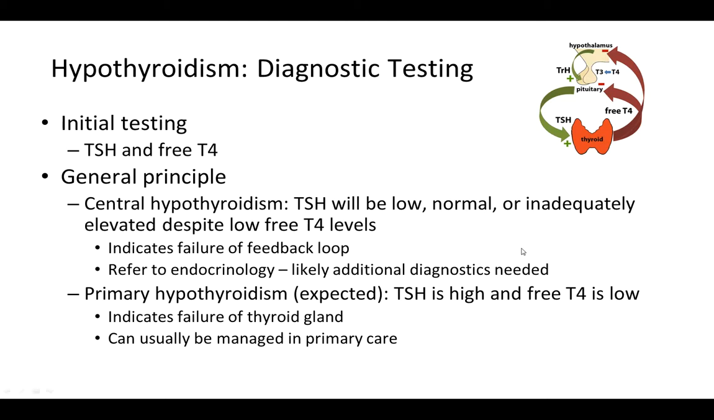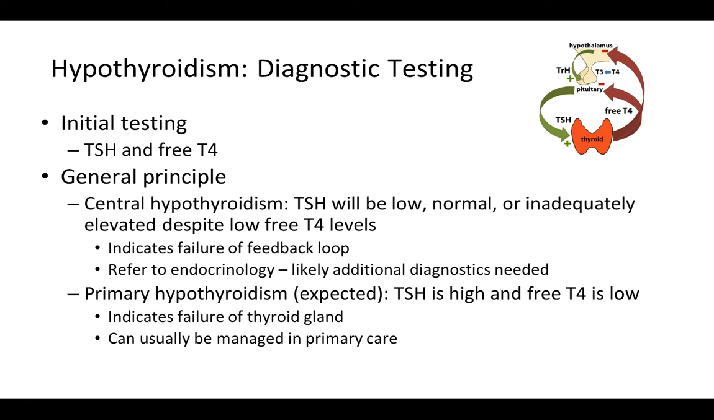So if the hypothyroidism is coming from a failure of the thyroid, we call that primary hypothyroidism. This is what we expect to see when we do our testing. So in this situation, the free T4 is low because the thyroid cannot produce enough thyroid hormone. The TSH becomes high because the pituitary is working harder to try to stimulate the thyroid to do what it's supposed to do. So when your TSH is high and your free T4 is low, that means that the thyroid is failing, and this can pretty much be managed in primary care. Probably 95 times out of 100, this is what you're going to see.